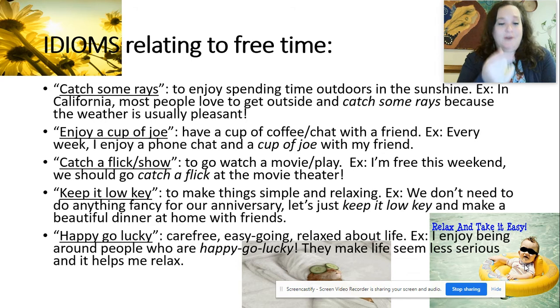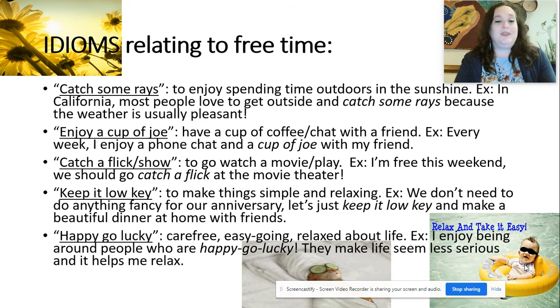All right, so let's go back to the first example, catch some rays. Where do you hear the word ray often? Sun ray, for example. Okay, so the explanation is to enjoy spending time outdoors in the sunshine. So if I say, in California, most people love to get outside and catch some rays because the weather is usually pleasant. Another expression might be, if you live nearby the ocean and you are a surfer, maybe you surf on the waves, you will catch some waves.